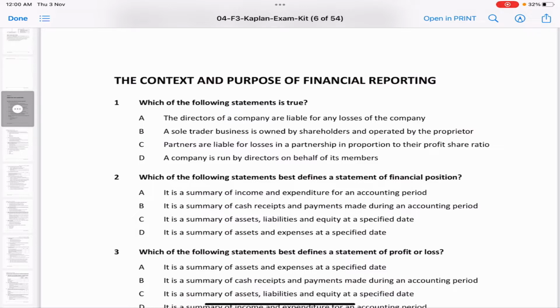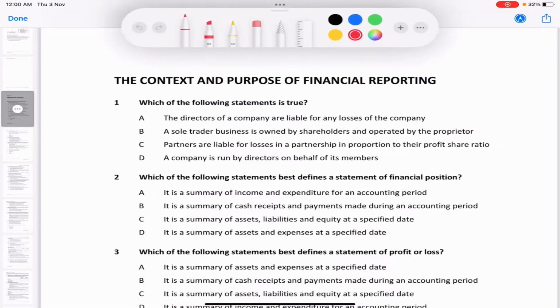Partners are liable for losses in a partnership in proportion to their profit share. See, partners are jointly liable, but it might vary. A company is run by directors on behalf of its members. That's true. So you know that a company's operating activities are always run by the directors.